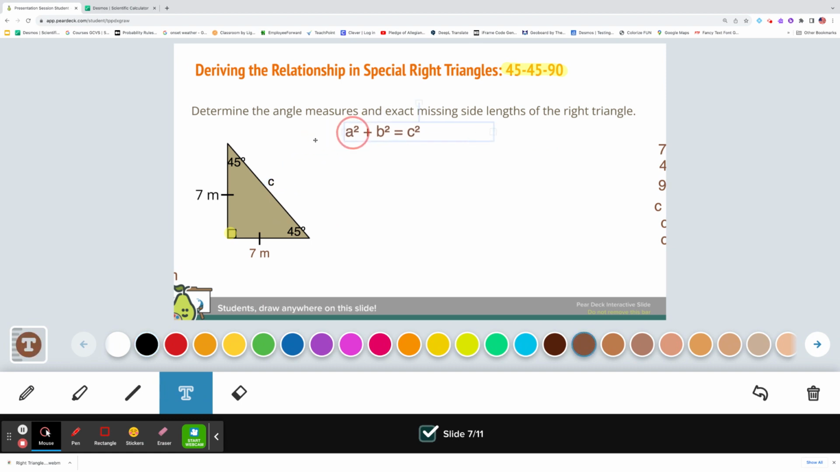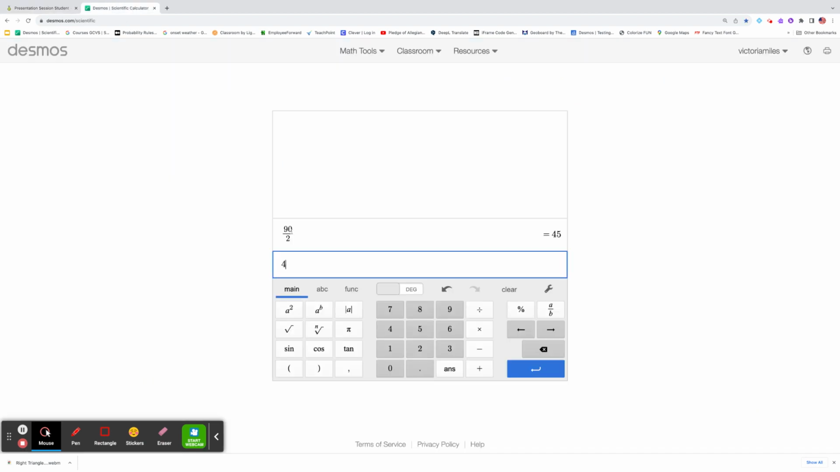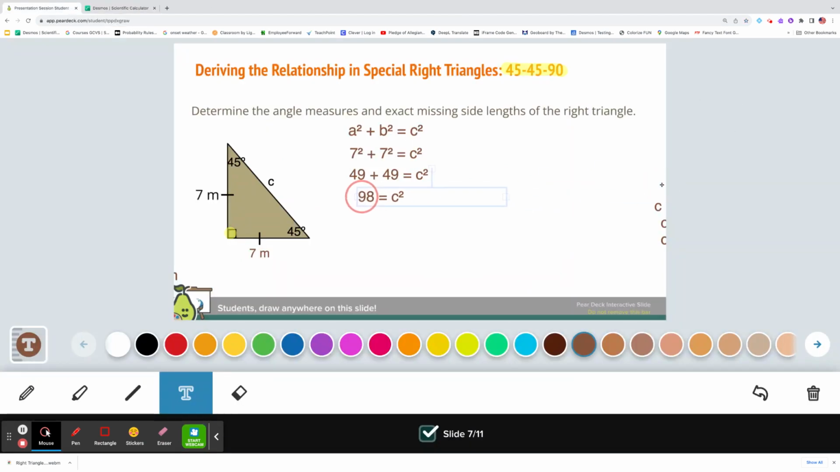So let's substitute in 7 and 7 for the two legs and leave the hypotenuse as c. Now let's square the number 7 before we add, because of order of operations, exponents before addition. 49 plus 49 is equal to c squared. Now we can add 49 and 49 together, and that will be 98, is equal to c squared. Now we want to take the square root of 98.